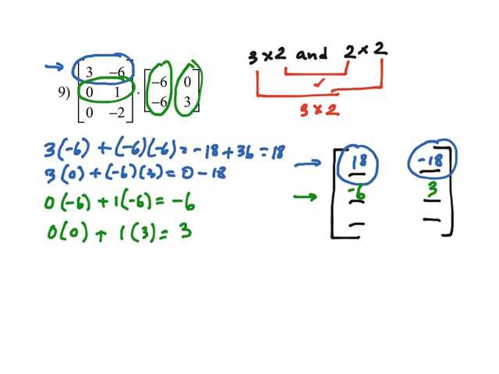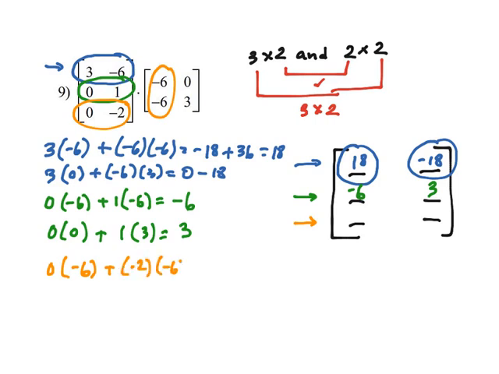Now, we're done with the second row. Let's do the third row, first column. So we have 0 times negative 6 plus negative 2 times negative 6, which is 12. So 12 is my first answer. And then third row, second column, 0 times 0 plus negative 2 times 3 equals negative 6. So my answer is negative 6. And that's my final answer.